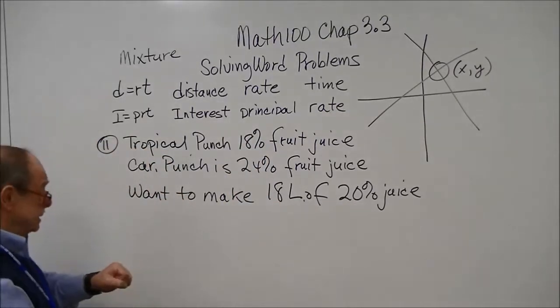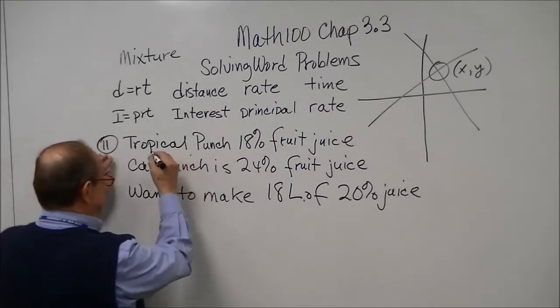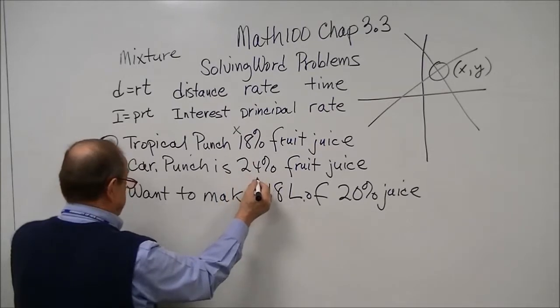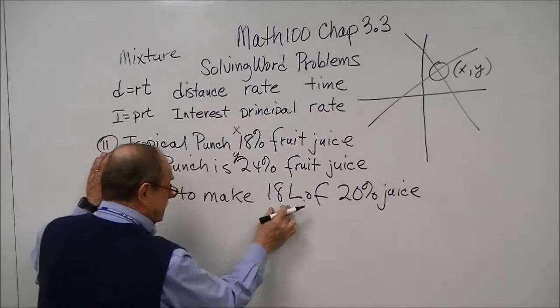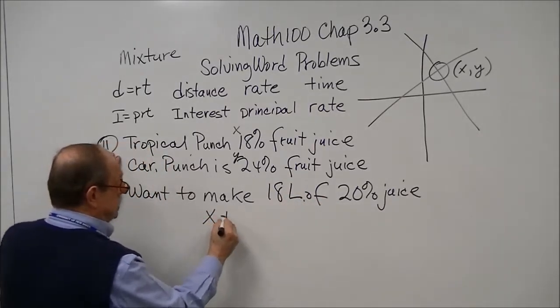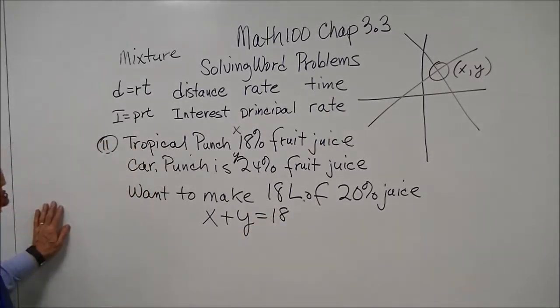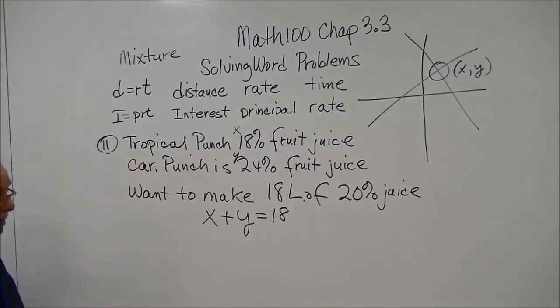Now you could try this, but the algebra is what works easily for this. So we're going to call the tropical punch, the 18%, the X, the Caribbean punch, the Y, and we want to make 18. So X plus Y equals 18. Now let me give you a moment and see if you can, or you can pause the tape, if you can get the second equation.